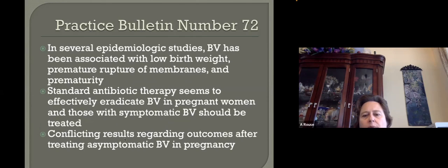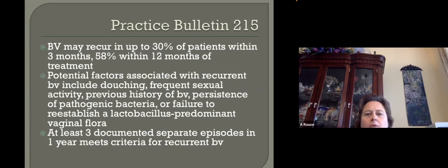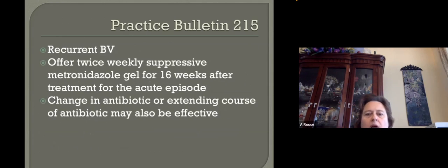You could treat BV in pregnant women who are symptomatic, but treating asymptomatic BV you found by accident is not recommended at this time. We've talked about how up to 30% will recur in 3 months and more than half within 12 months of treatment. That could go back to behavioral and lifestyle choices for that patient population. The numbers vary: with Candida it was 4 times, BV is 3 times. So if you have 3 documented episodes in a year, that's considered recurrent BV. You can offer twice weekly suppressive metronidazole gel for 16 weeks, or you can change how you dose it to begin with for treatment.